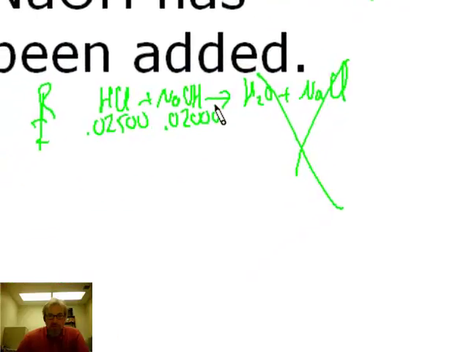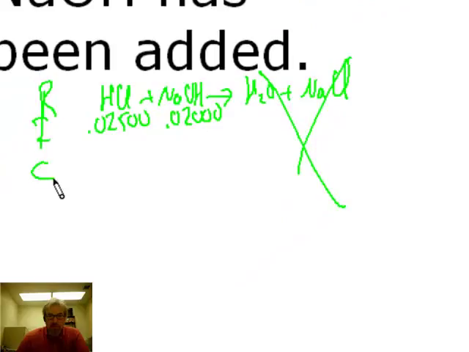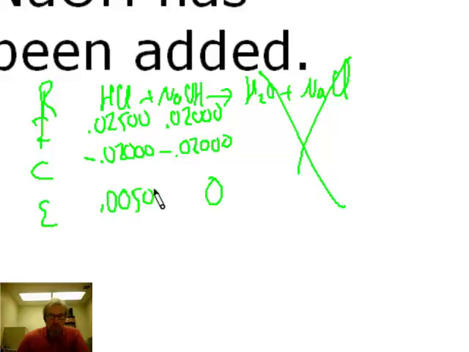What's my change? Again, NaOH is the limiting reactant because I have less of it here. So I'm going to lose 0.02000 moles of both of these. So at the end, I don't have any NaOH in my flask, and I have 0.00500 moles of HCl, which means 0.00500 moles of H+ are in my flask.